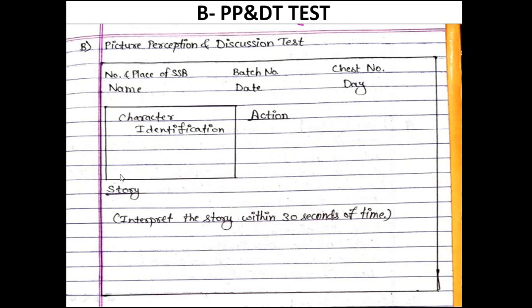You have to write batch number, your chest number, name, date, day, and this will be a square box where you have to do the character identification, the number of characters you have seen and the position where you have seen them, and who is the main character of your story, or who was the first character you observed. And here you will write the action of the story, what was going on in the picture. Story, here you have to write the story.